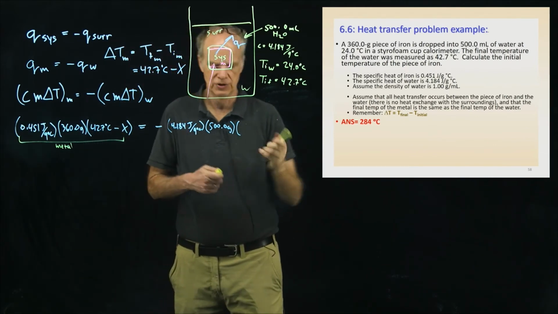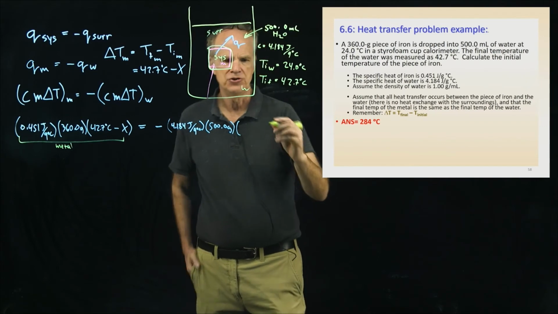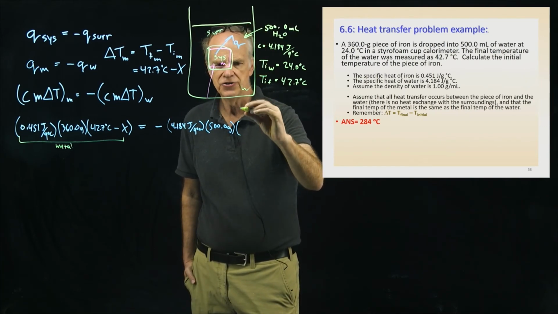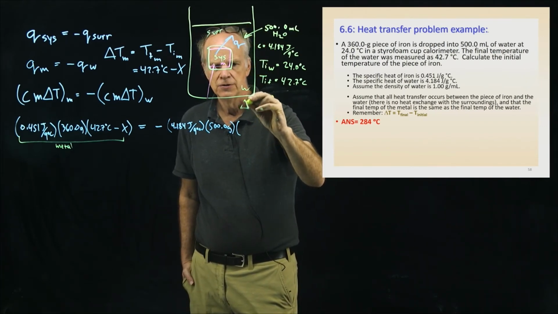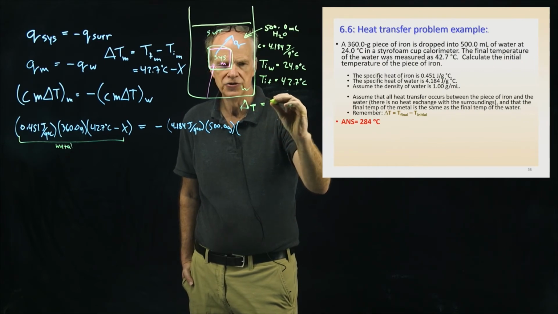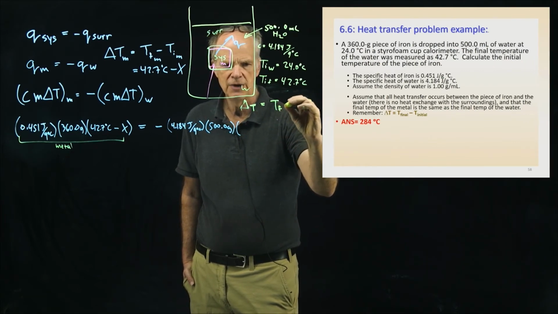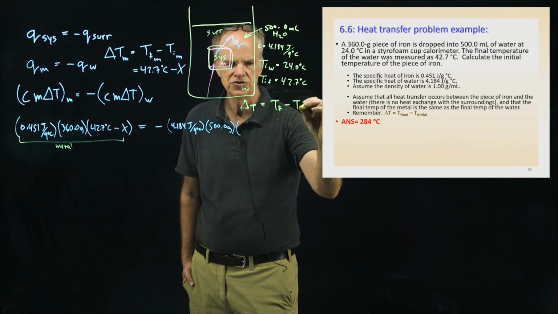Okay, now we have to figure out the temperature change of the water. So let's go ahead and work that out. The temperature change of the water, delta T, is going to be equal to the final temperature of the water minus the initial temperature of the water.